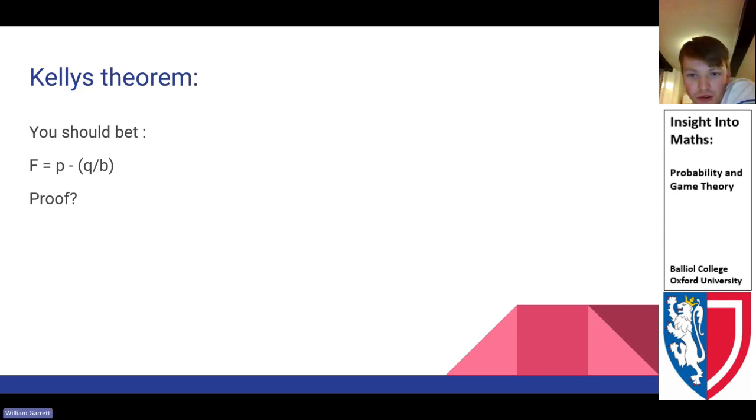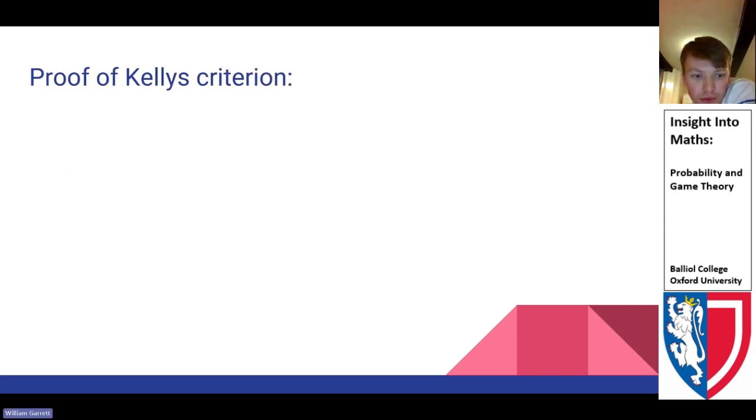The derivation is a little bit tricky, but stick with me. So let's imagine that we start off with W0 money. You can imagine it's £100 or whatever it is. Now, we're going to play N rounds. And on each round, we're going to wager a proportion F of the money we have available at that time.